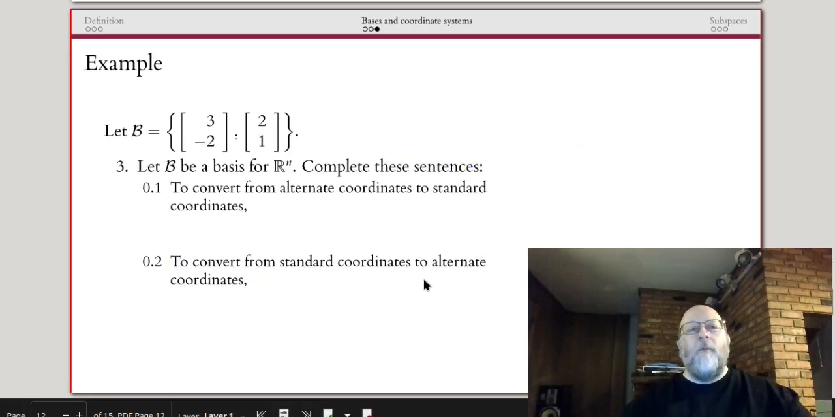So summarizing up what we just did, if we want to convert from alternate coordinates to standard coordinates, we just multiply out a linear combination.